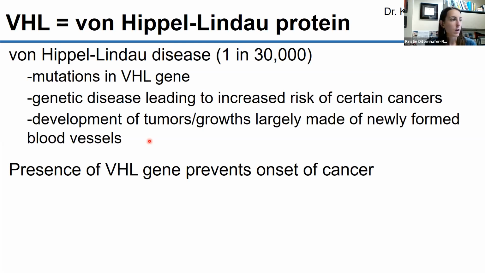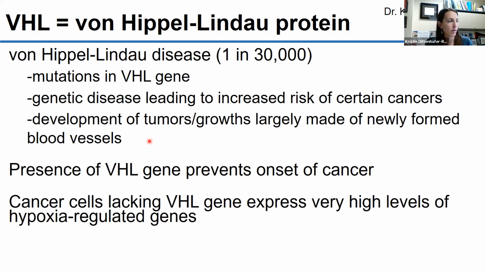The discovery here was also that the presence of VHL prevents the onset of cancer. And so when VHL was normal, the cancer incidence was lower. And this scientist did a bunch of studies in cells and found that cancer cells that lack the VHL gene express very high levels of our hypoxia-regulated genes. So when VHL went away, HIF kind of was out of control.